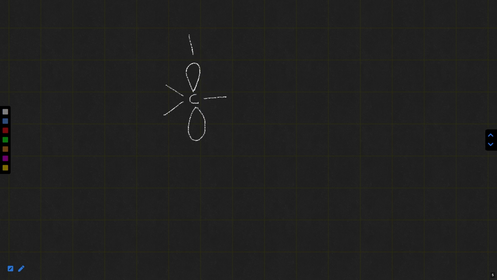So a vacant p orbital is present. Suppose this is the x-axis. There are three bonds, so it has a kind of planar structure. And if you talk about geometry, it is trigonal planar. So basically this p orbital is vacant.